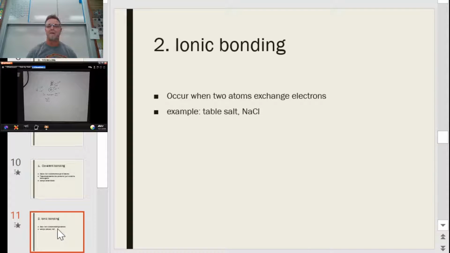Another type of bond is an ionic bond. Ionic bonds occur when two atoms exchange electrons. So again, why did they do that? Well, maybe there weren't enough electrons in the outer shell. Maybe it wasn't electrically neutral. Maybe the electrons weren't all paired up. At the end of the day, the atoms interacted with other atoms to try to balance all that out.